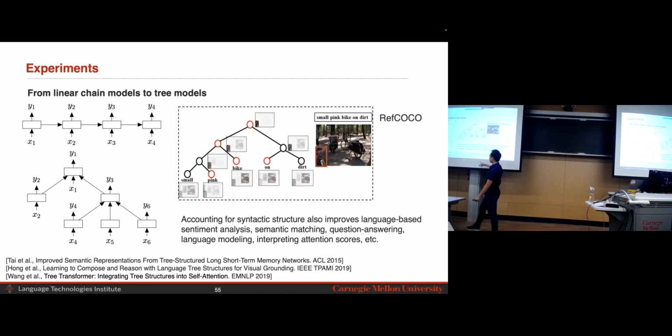This one is actually a tree transformer, integrating tree structures into self-attention. Instead of a full self-attention over all words in your sequence, you just look at the attention between words that are related in your tree. So that makes your attention scores much more interpretable.